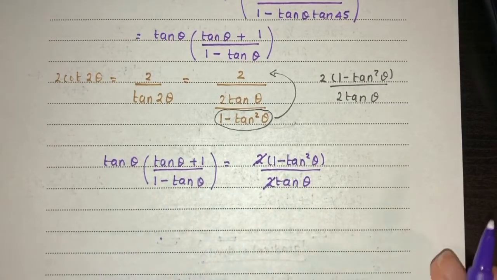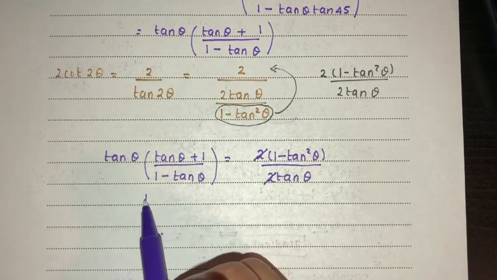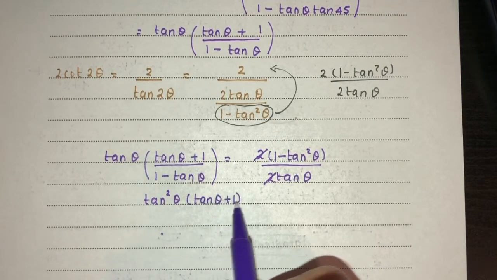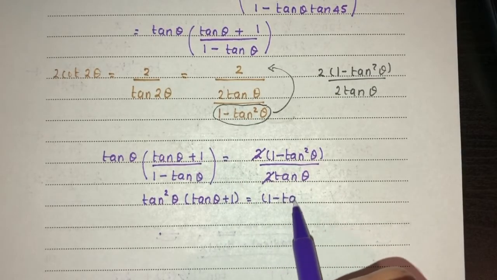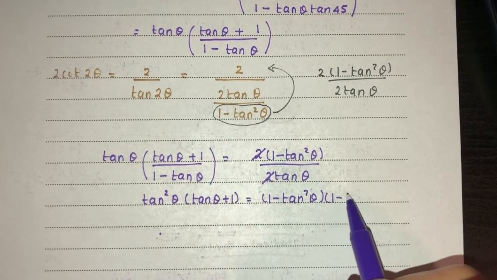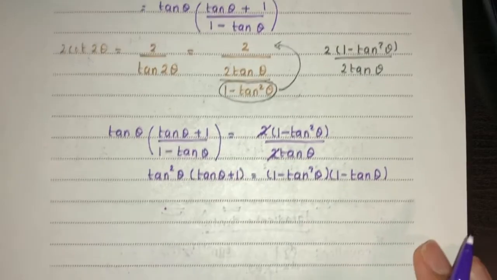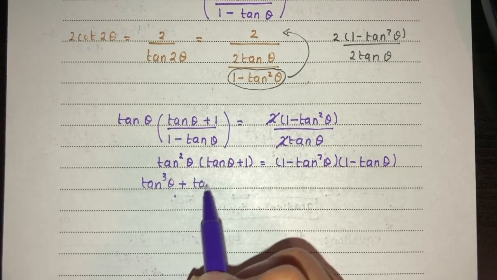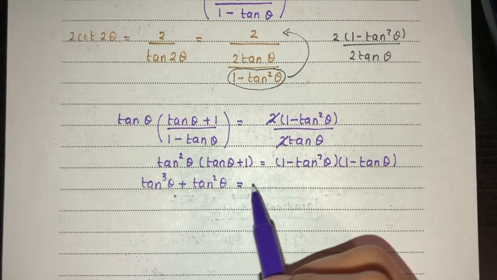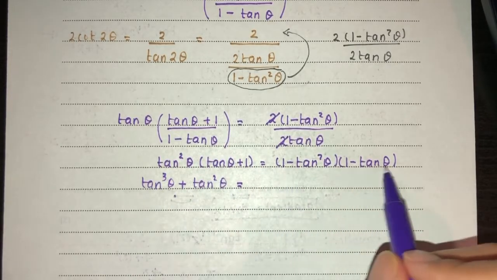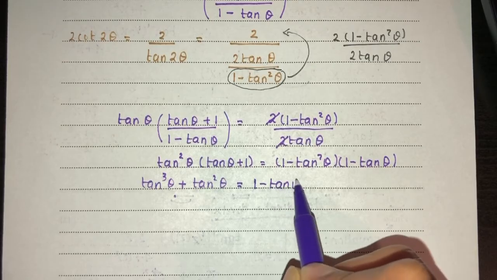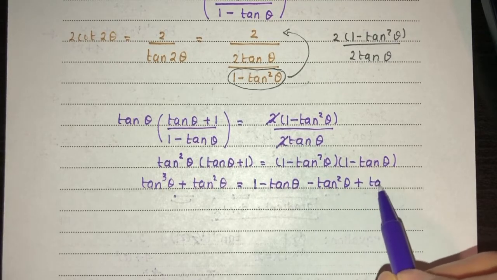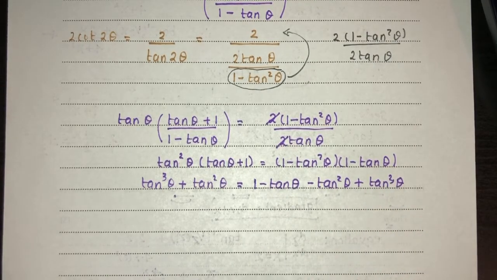Let's do cross multiply. So let's send this over here. You will have tan square theta times tan theta plus 1, and over here you will have 1 minus tan square theta times 1 minus tan theta. Now simplify. This will give you tan power 3 theta plus tan square theta is equal to, expand this one as well, 1 times this will become the same thing, minus this times this. So you will have this expansion.